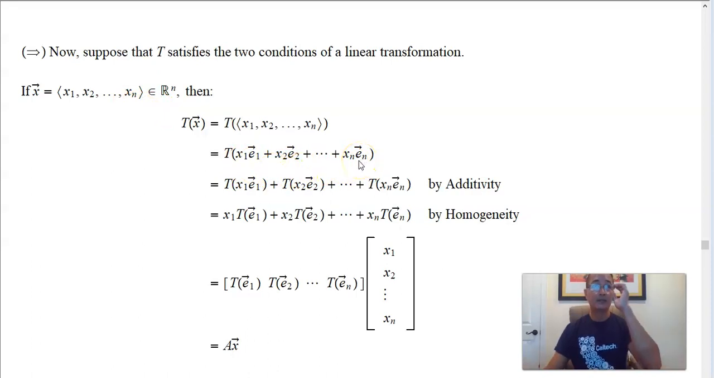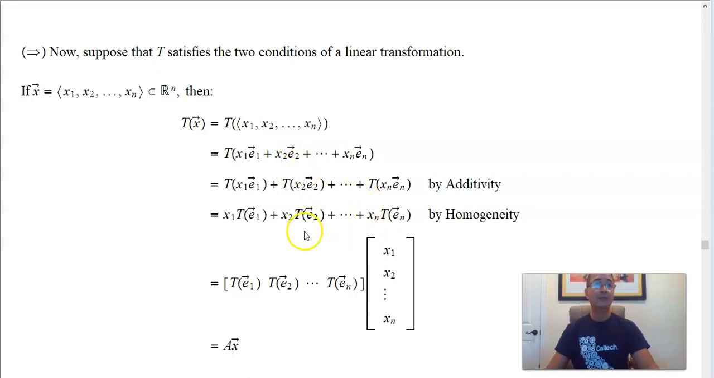That's the key idea to this proof. So what happens to x under t? Replace x with x1 e1 plus x2 e2 through xn en, and then we apply t. T is additive, which means that basically we can distribute t to each of these terms. So that becomes t of x1 e1, the second term becomes t of x2 e2, and so on.